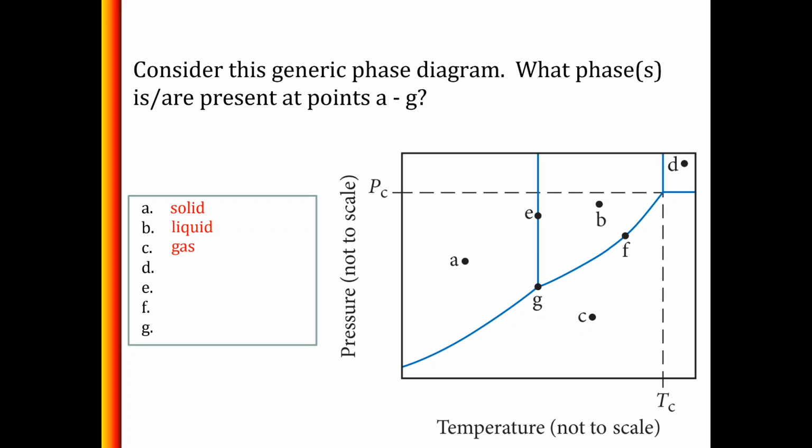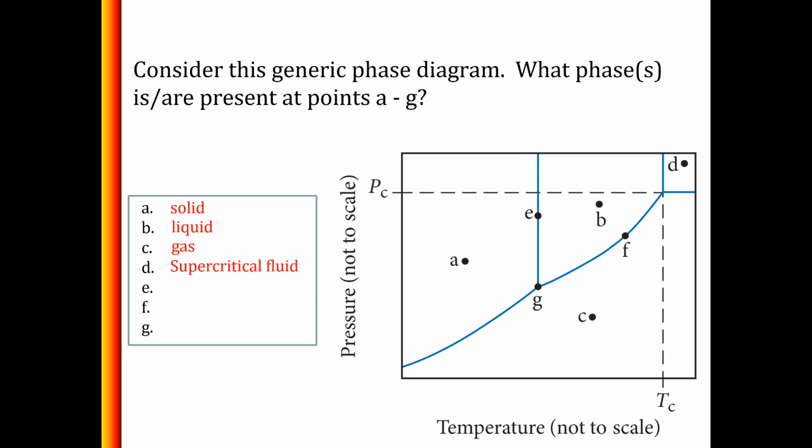Next one, D. Sometimes you'll see the critical region labeled like this with two phase boundaries. It doesn't have to be, but just know you're crossing from the liquid phase boundary and the gas phase boundary. So what should that be? Of course, that's supercritical fluid.